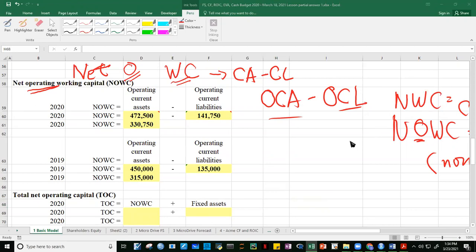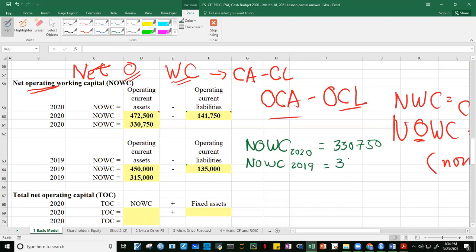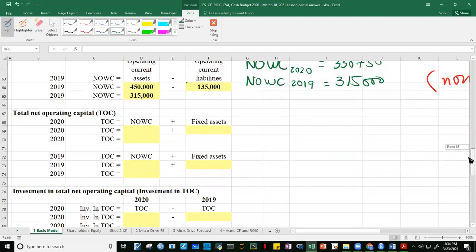So we have computed, we know net operating working capital for 2020, which is equal to 330,750. We also know NOWC for 2019, equal to 315. So these are the measures we have computed so far. Now let's take a look at the next one.